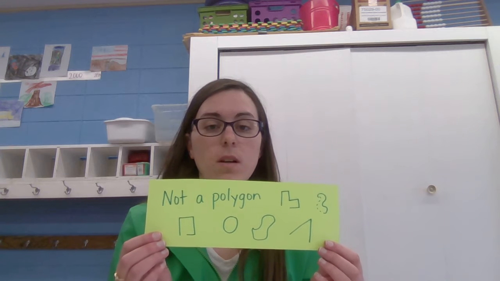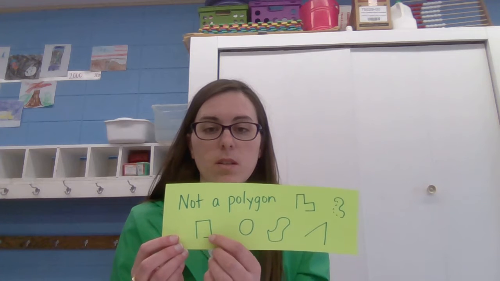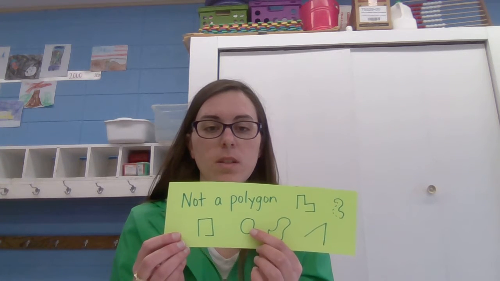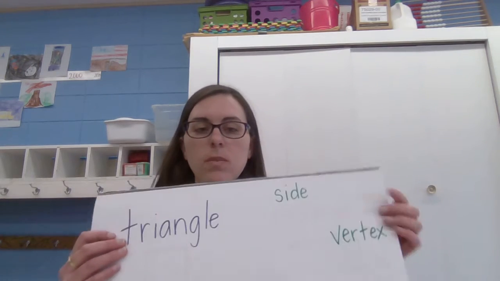So none of these are polygons, but they are still considered, well, some of these are considered lines, some of these are just shapes. So that's why your paper doesn't say polygon on it, even though polygon is a really great math word. It just says naming 2D shapes. And I'm hoping you've had these shapes before in kindergarten or first grade, but this is just a good review to make sure that you know what they all are, and so that you know what a side and a vertex is. So let's do an example with a triangle real quick.